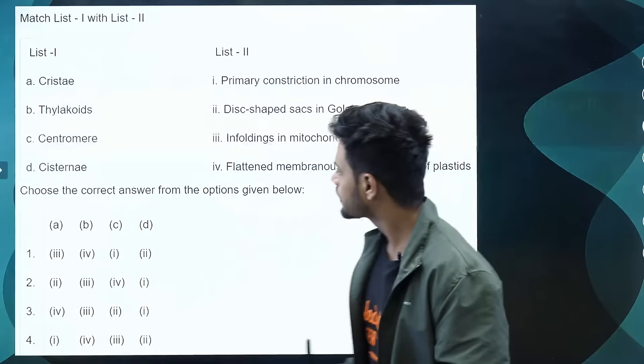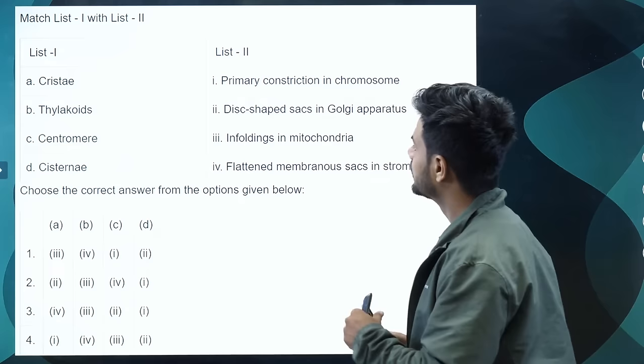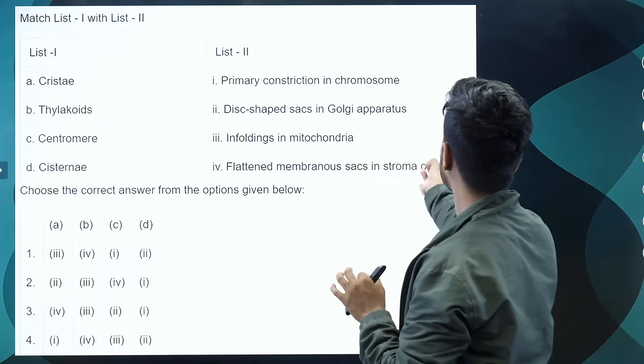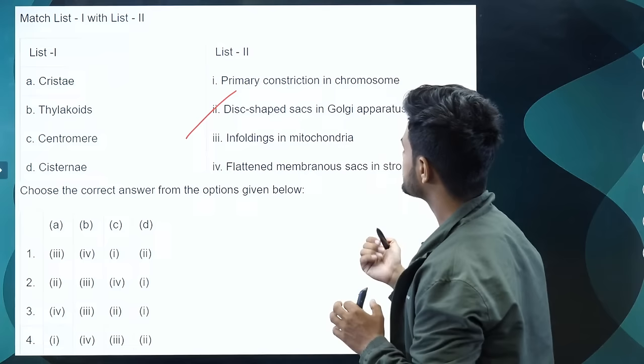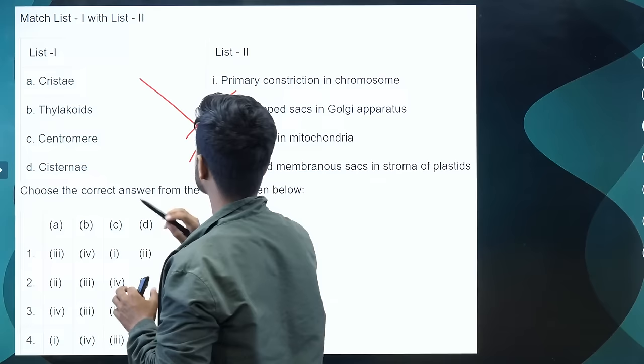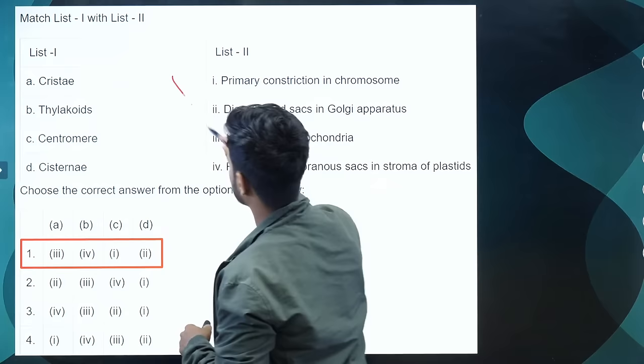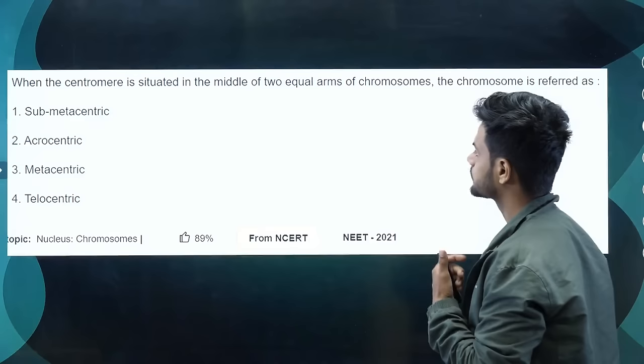Next question, students. Match the following. Easy question, easy answer again. Where do you find cristae? Cristae is infolding of mitochondria. Thylakoid is a flattened membrane structure in the stroma of protoplast. Centromere is the primary constriction in your chromosomes. And cisternae is part of your Golgi body. Done. Next question.